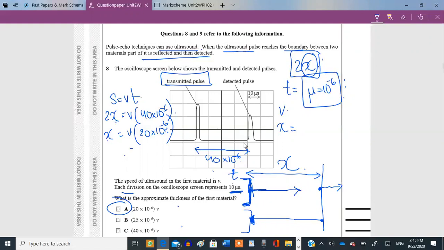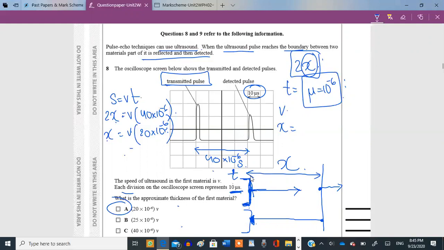The time interval in between them can be calculated using these boxes by counting the boxes and multiplying them by the 10. So it's going to be 4 into 10, which is 40 microseconds. And you got the time for this wave to go forward, hit the boundary, and then return back.